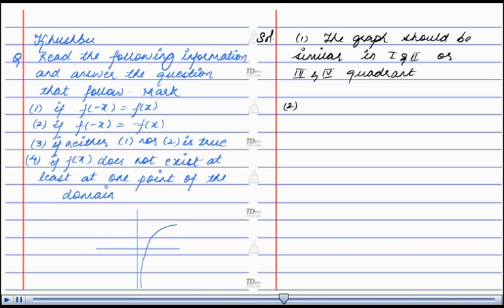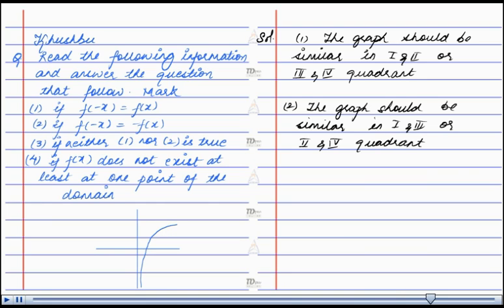If the graph has to follow the second condition, that is f of minus x is equal to minus of f of x, then the graph should be similar in first and third or second and fourth quadrant. But here we observe that the graph follows neither the first nor the second condition, and therefore the correct answer is option number 3.